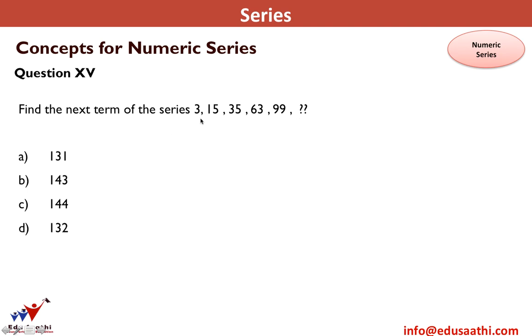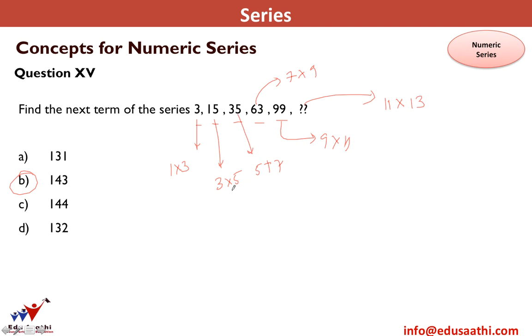Find the next term to the series 3, 15, 35, 63, 99. So 3 is nothing but 1 into 3. 15 is 3 into 5. 35 is 5 into 7. 63 is 7 into 9. 99 is 9 into 11. So by logic the next term would be 11 into 13, which is 143. I'm just multiplying the odd numbers and then I figured out this answer. So this was simple.